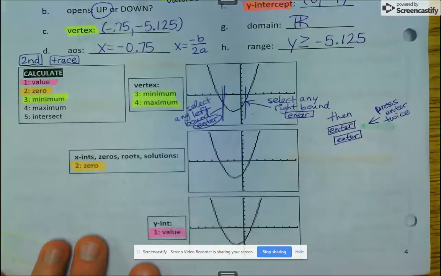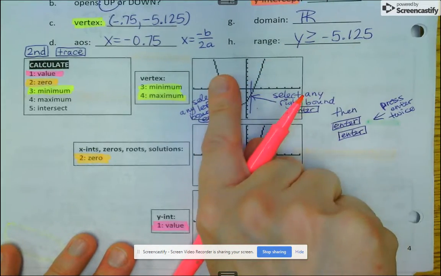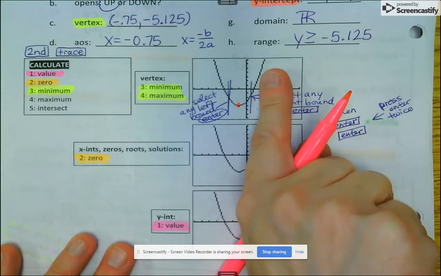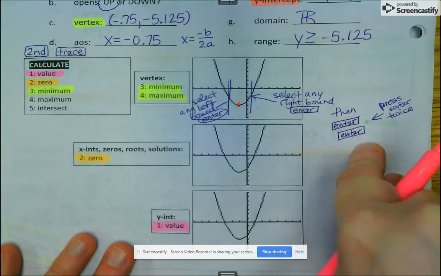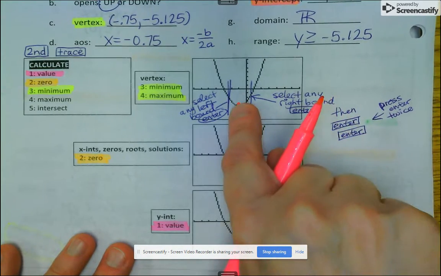So here I was looking for the vertex. So I need to make a left bound around the vertex and a right bound around the vertex, and then hit enter twice. The first enter says guess, and the second enter actually gives you the point you're looking for.